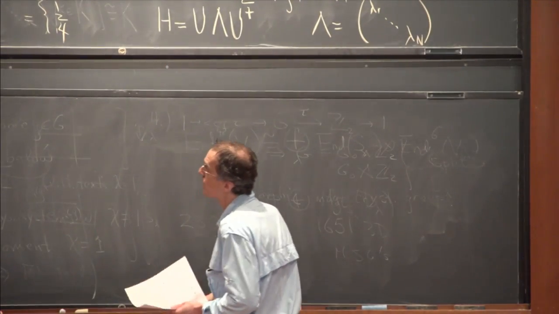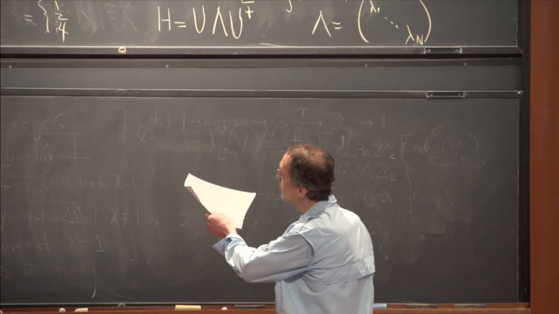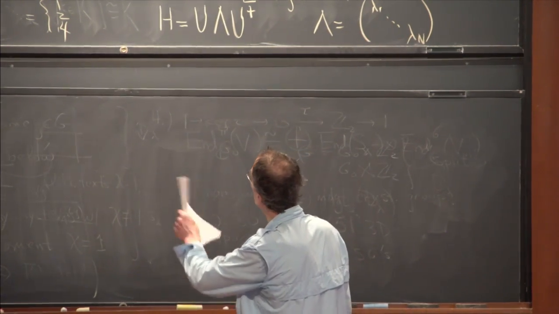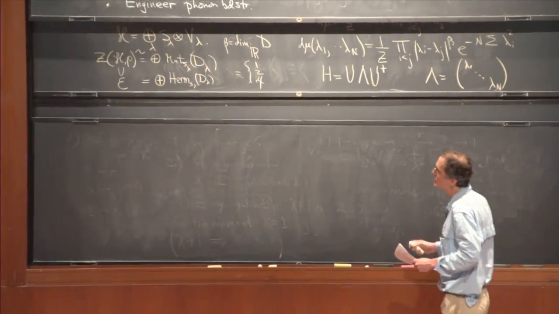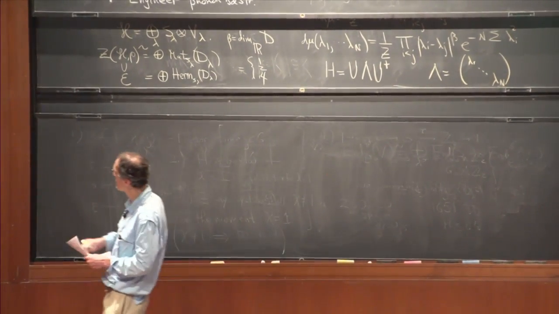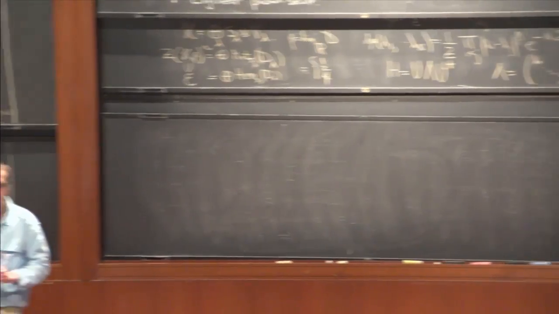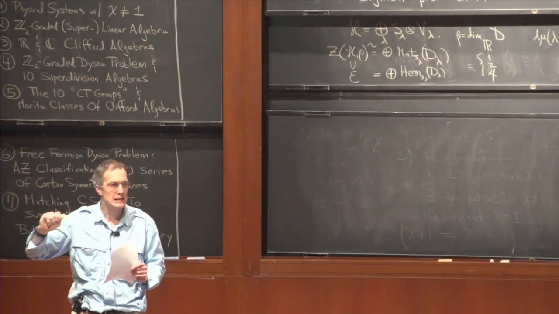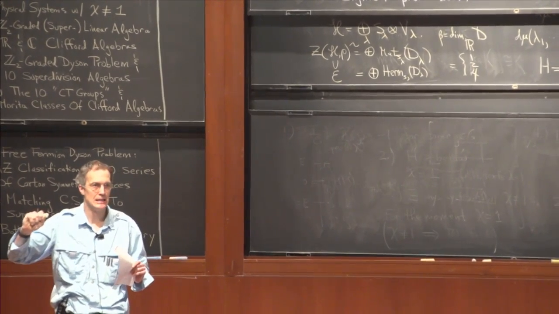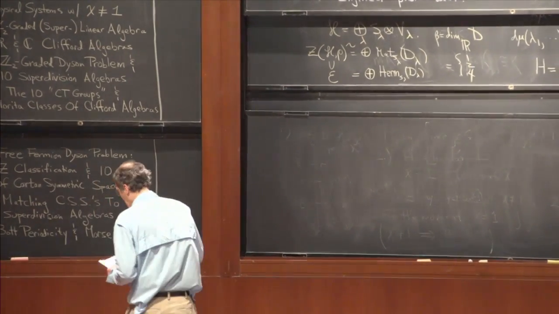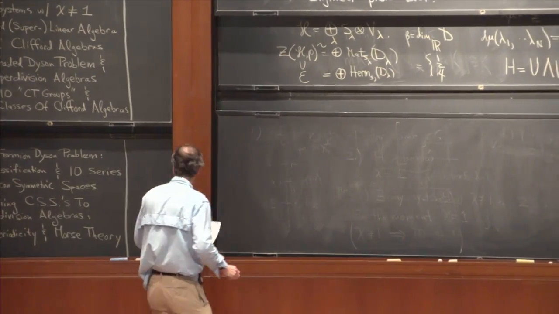Okay, so now the way we're going to understand these chi not equal to 1 systems is in terms of Z2 graded or super linear algebra. So I'm now going to dive back into mathematics. Are there any questions before I do that? All right, okay. So let's talk about some mathematics.